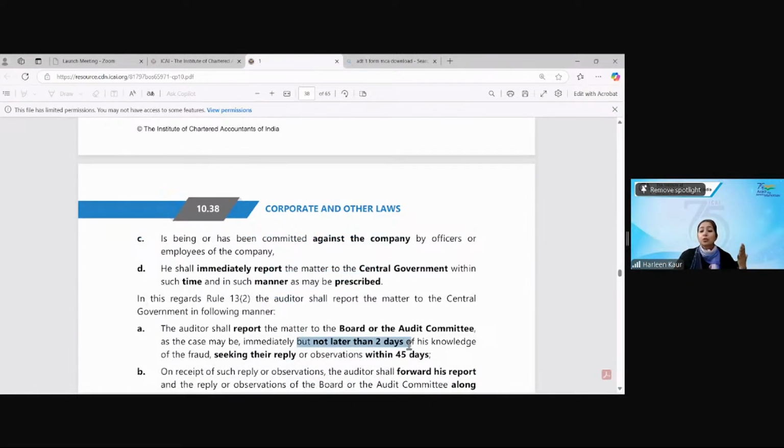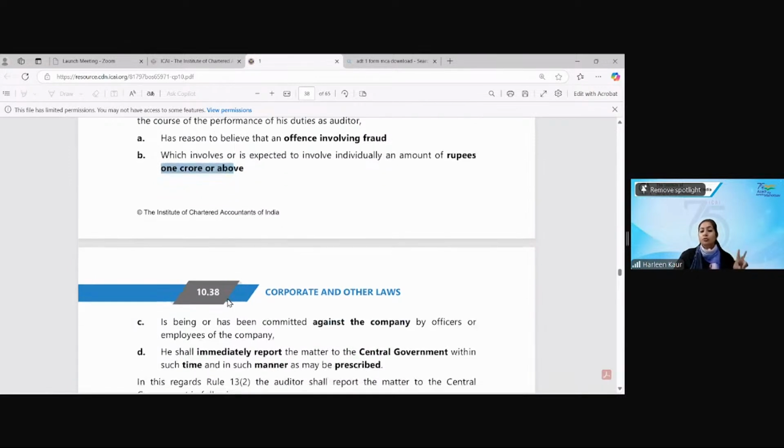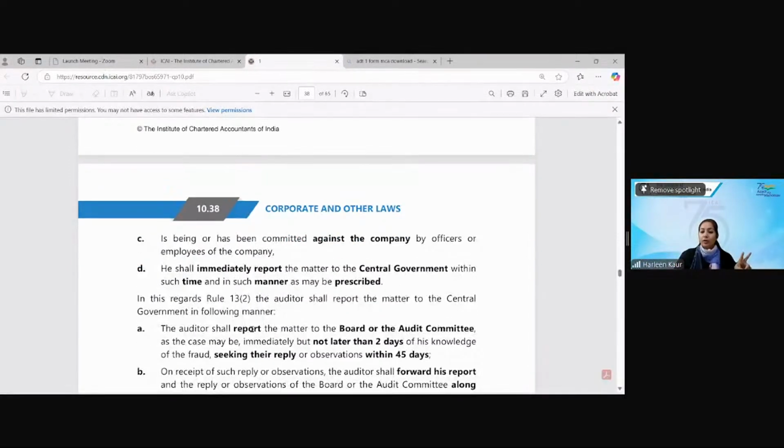Such kind of things you cannot wait. It says not less than 2 days you shall report the matter to the board and audit committee. You cannot go for 30 days or 15 days. Immediately you have to tell because fraud is involved. And see, children, the amount is also so huge, 1 crore or more. So both things. Even if it is up to 1 crore, you need to report within 2 days to the board or audit committee.